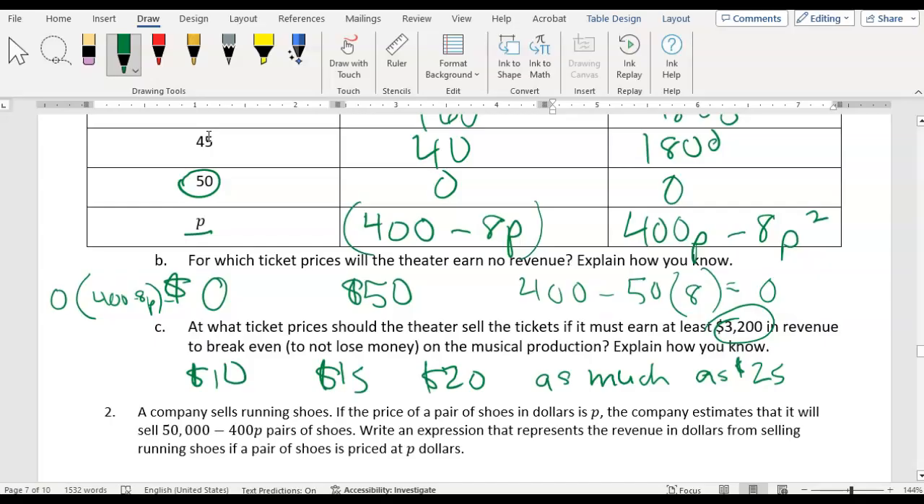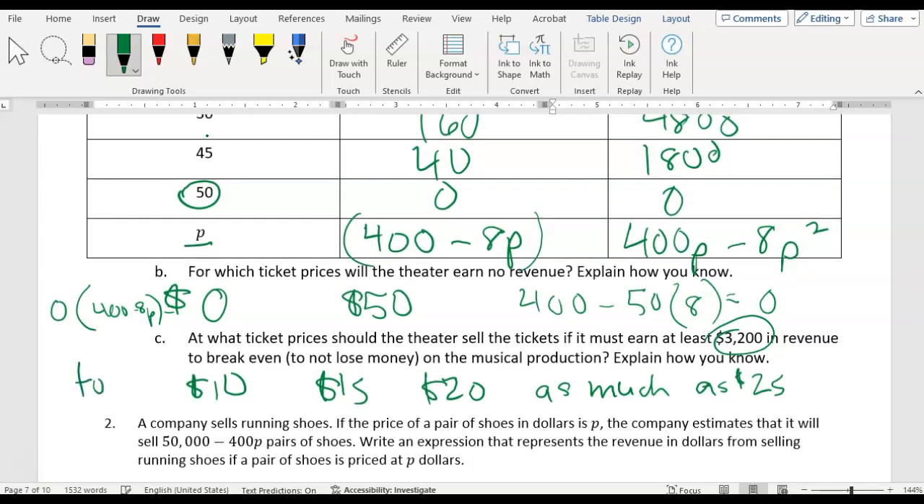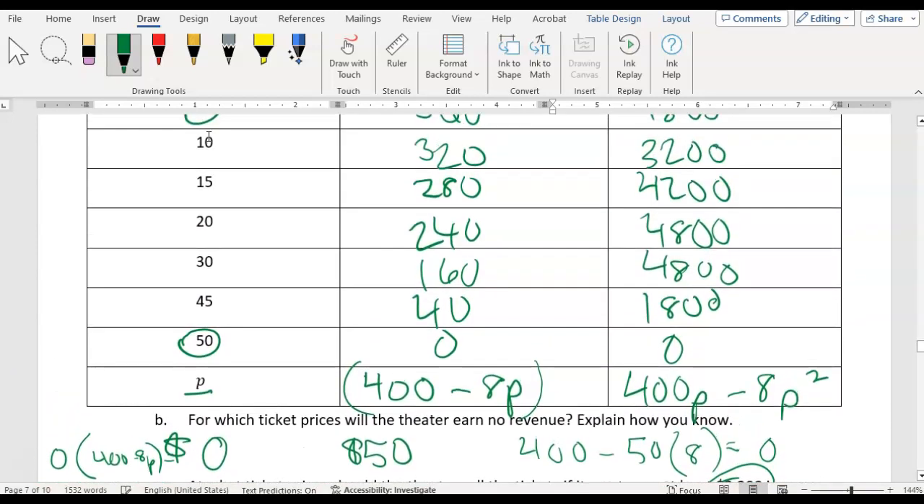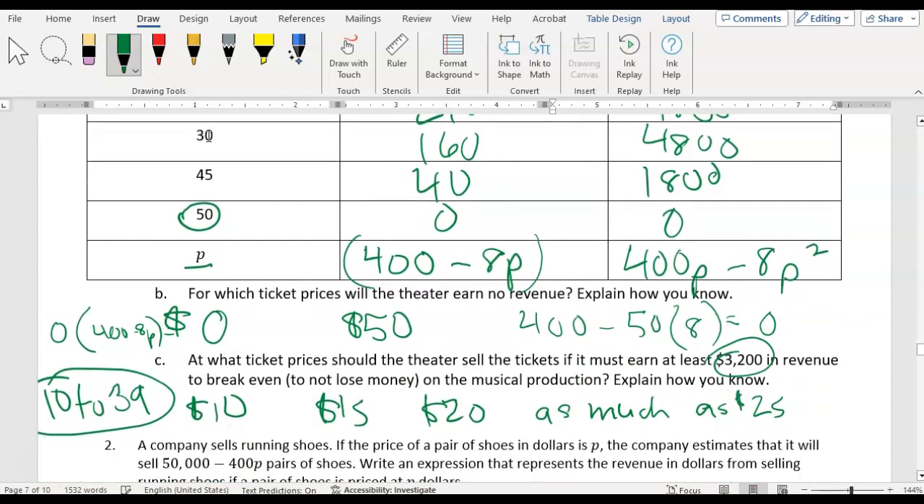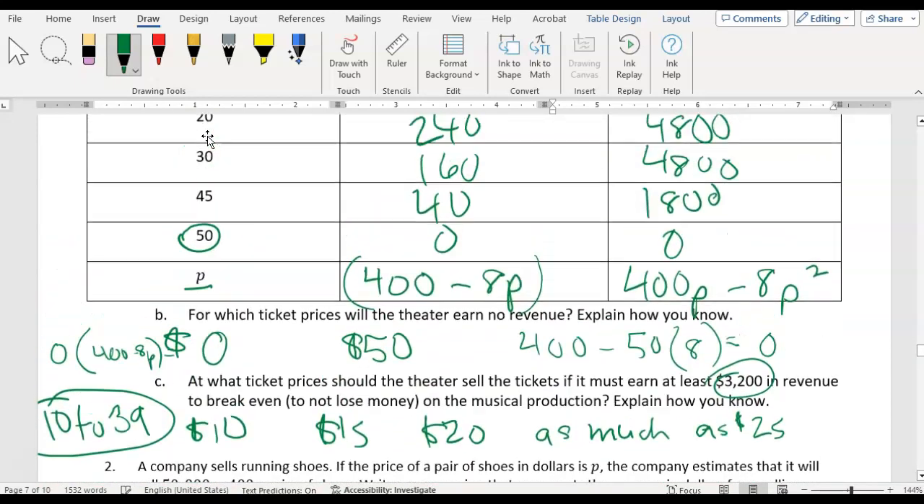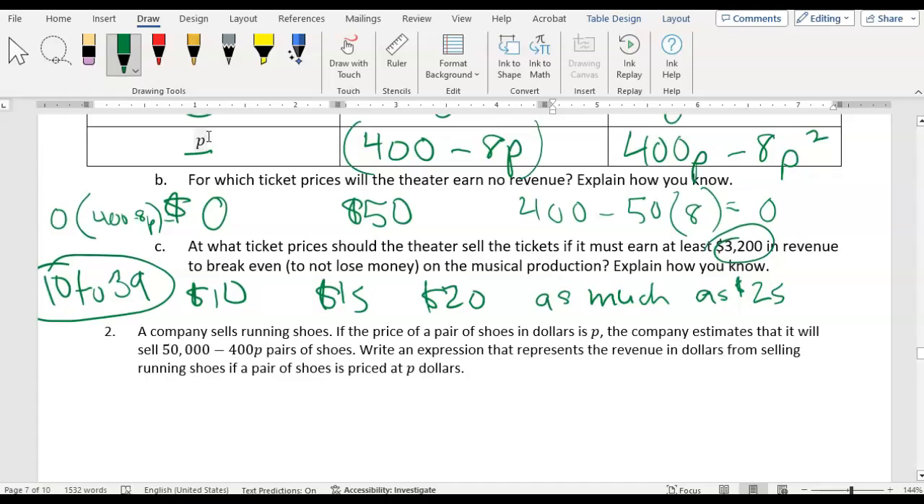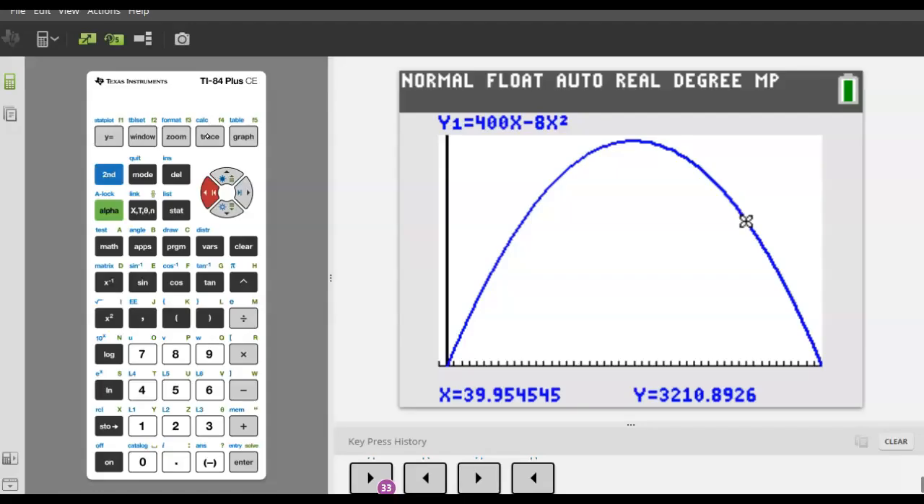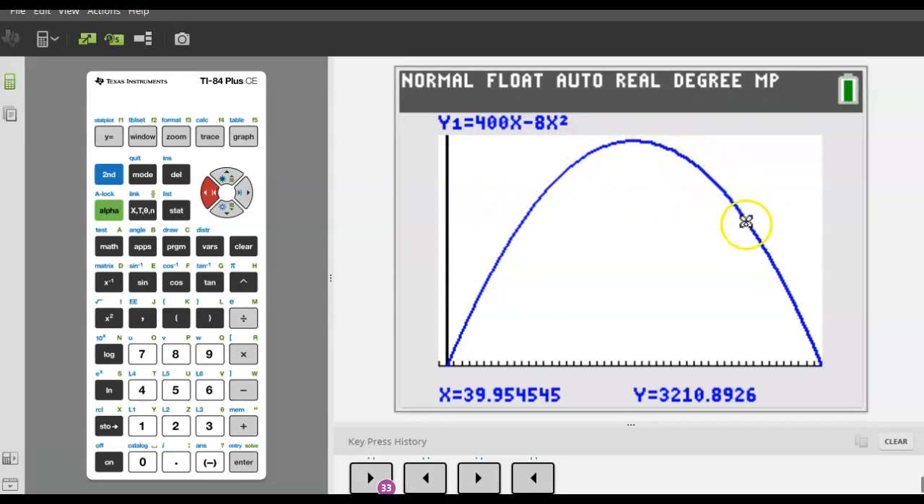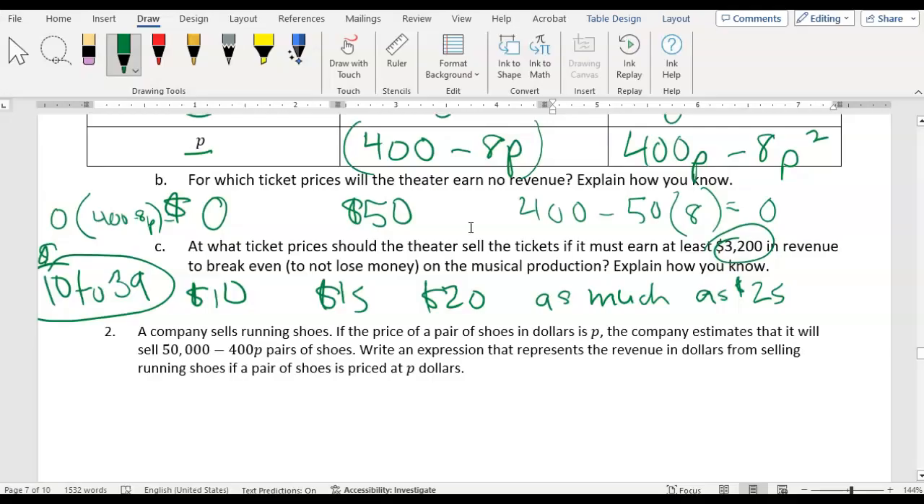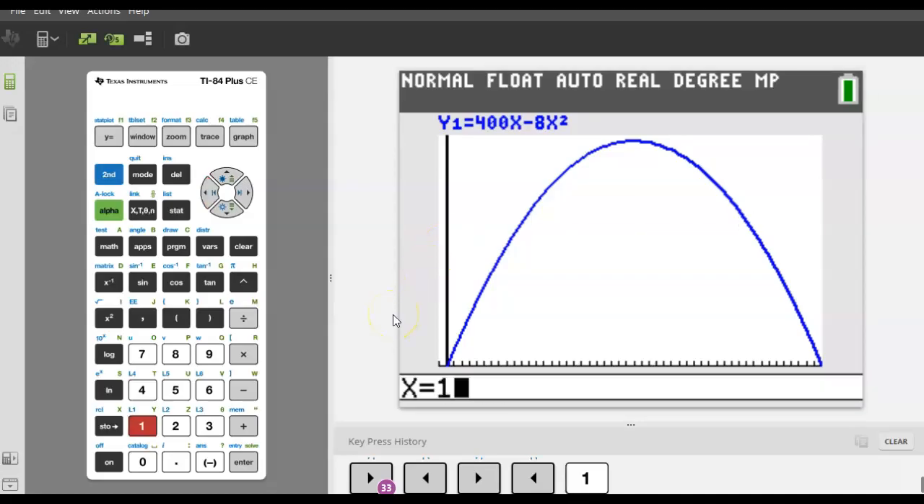So we're going to say from $10 to $39 gets us enough there, because 10 gives us 3,200 exactly. So from about $10 to $39, we still have over 3,200. So if they sell them for those prices, this range right here will be above 3,200.